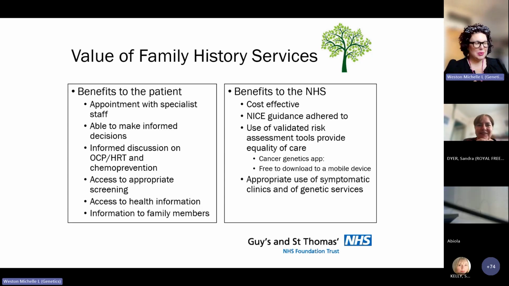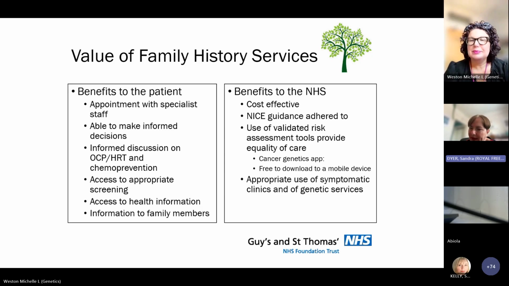So if there are any questions or anything. I can see one already in the chat, Michelle, which is, will other cancer types be added in time, do you think, to services such as yours, such as pancreatic cancer?